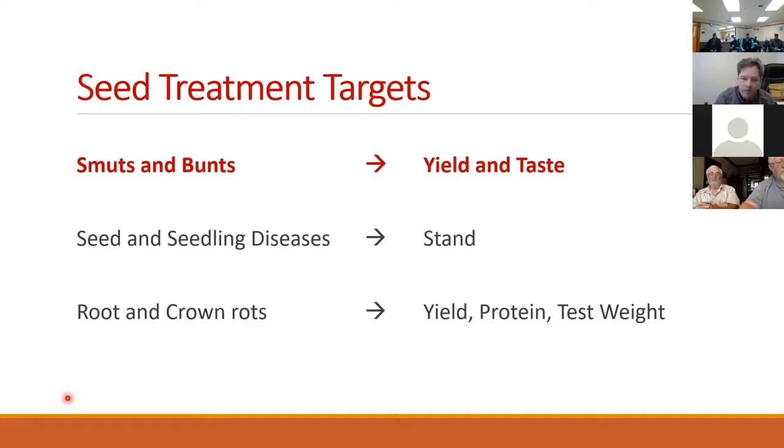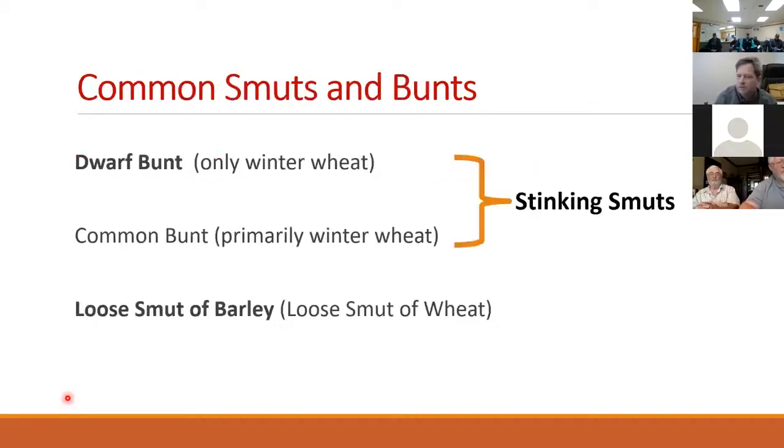The first thing that I want to talk about is the smuts and bunts, and these diseases cause problems with yield as well as issues with taste and making malt. The two most common smuts and bunts affecting wheat in Montana are dwarf bunt and loose smut of barley. Those are the ones we get 2 or 3 reports of uncontrolled dwarf bunt and loose smut of barley, and those cause considerable cost for those growers that have it.